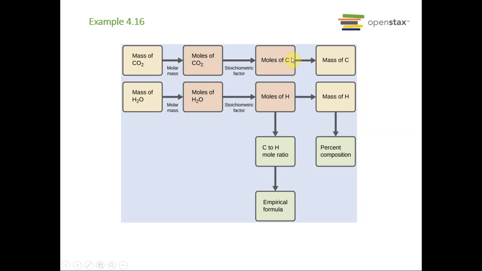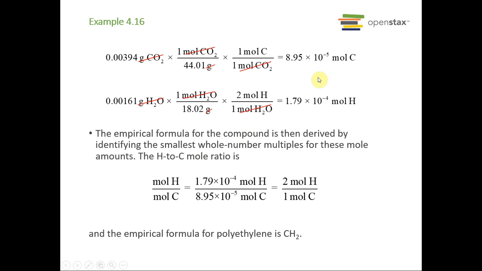So the mass of CO2 divided by the molar mass gives the moles of CO2. Stoichiometric factor gives moles of C, which in this case is 1 to 1, and would result in the mass of C. The mass of H2O divided by its molar mass, which is 18, gives the moles of H2O, times the stoichiometric factor, which is 2, gives the moles of hydrogen atoms, which can go to the mass of hydrogen atoms. But both of these, and I needed a connector right here, go to the C to H mole ratio into the empirical formula. And so it's all carried out.